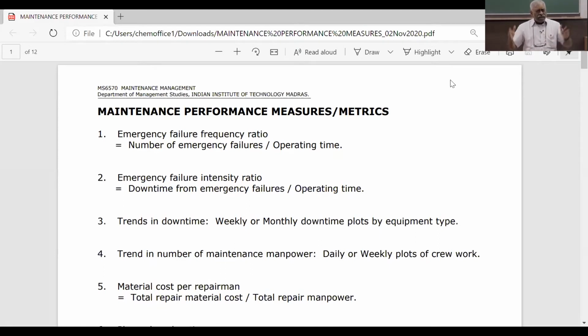Please do not forget, in a period of time, say 6 months, you'll have a number of failures. All of them need not be emergency failures. So you can express emergency failures either as a ratio of the number of emergency failures divided by the total number of failures, if you have documented it that way, or, as the screen shows, as the number of emergency failures by total operating time. Please mark the word operating time.